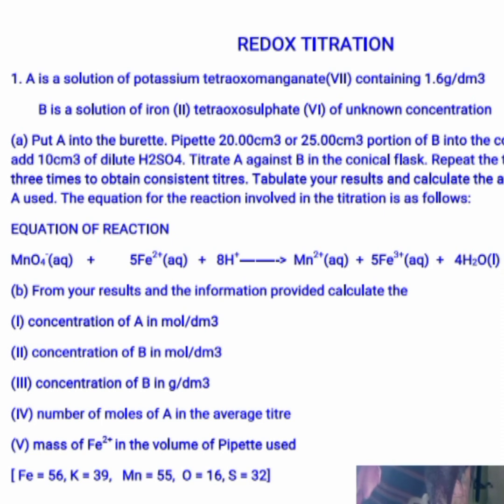B says from your result and the information provided, calculate the concentration of A in mole per dm cube. II, concentration of B in mole per dm cube. III, concentration of B in gram per dm cube. IV, number of moles of A in the average titer. And V, mass of Fe2+ in the volume of pipette used. And you are given the relative atomic mass of iron, potassium, manganese, sulfur, and oxygen as shown.